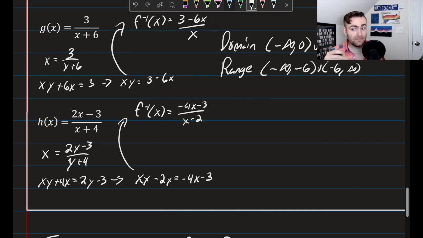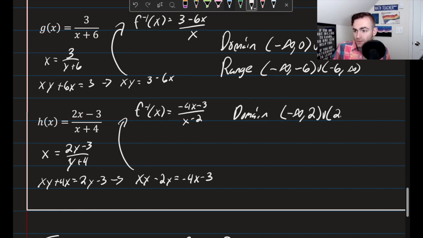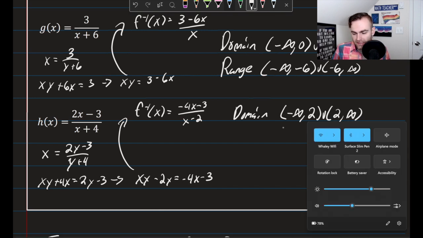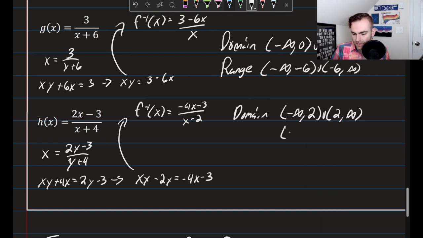If you weren't able to follow all of my steps, that is a-okay. I simply just ask that you ask me about it in class. All right, so its domain, well, it can't have a 2. So negative infinity to 2, and then 2 to infinity. Its range, well, it can't be a negative 4. So negative infinity to negative 4, negative 4 to infinity.